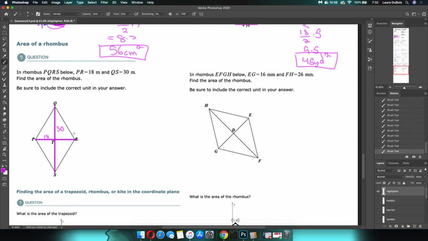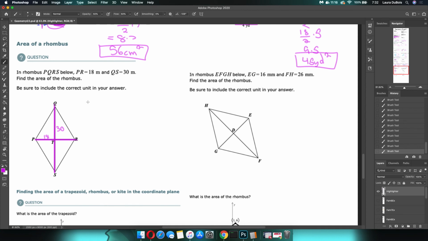Now, where they had a unique formula for a trapezoid, they also have a unique formula for a rhombus. You'll notice that they didn't give you anything that looks like a base or a height, or even a side. What they did is they gave you something called a diagonal. So diagonal being from one corner to the next. I assume that's obvious, but just in case.